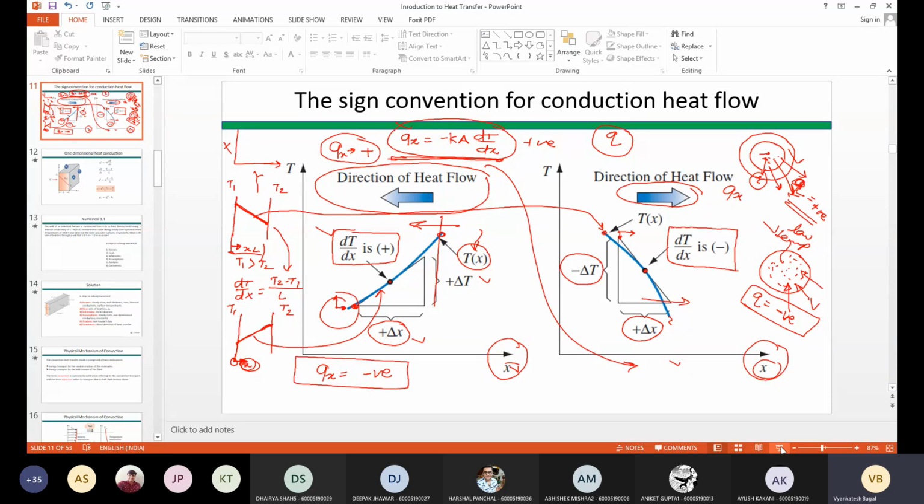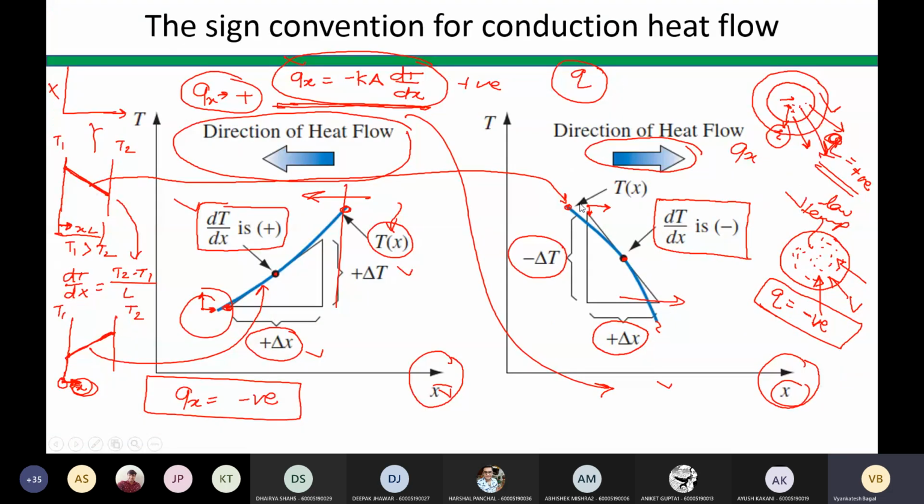Okay, you can see my last slide. We talked about the sign convention for conduction in the last lecture, right? And I hope you understood this sign convention, right?